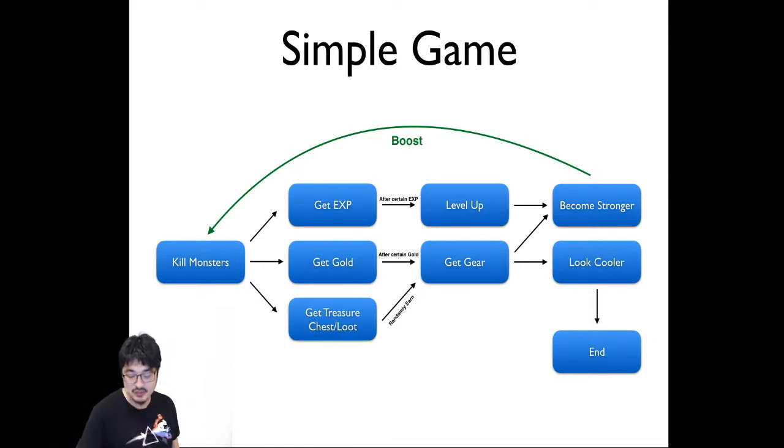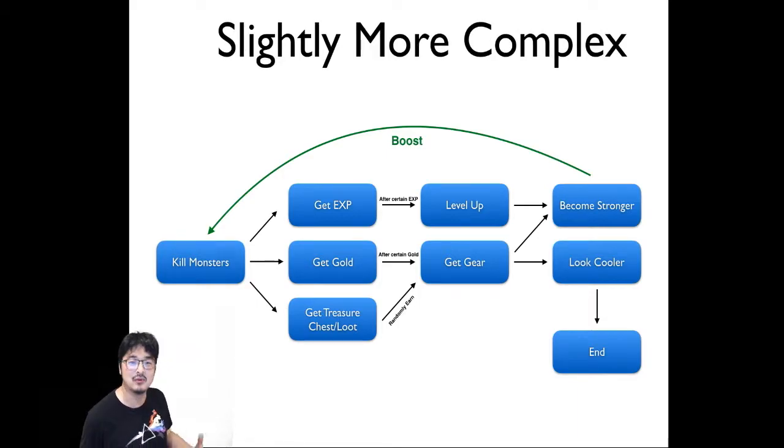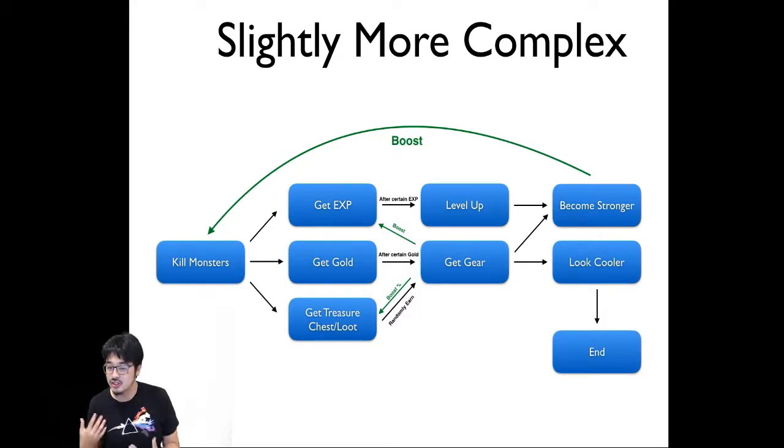Okay, so this is a simple game, and sometimes you have a slightly more complex game, not a lot more complex. When you get better gear, it also boosts other things, right? Some gear allows you to level up faster. You get more EXP, so yay, that's nice. Some gear also boosts your probability of getting a treasure chest or a loot box. So you see some of these components are actually making something else better.